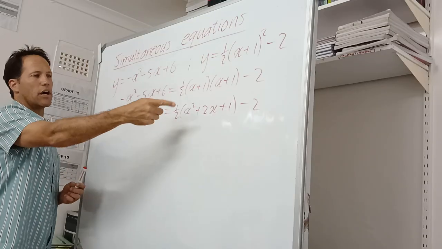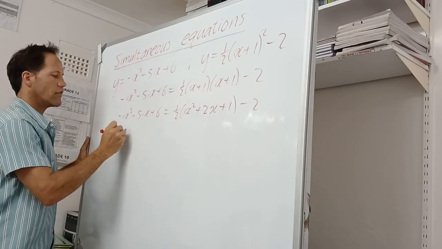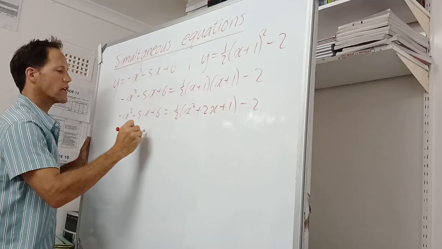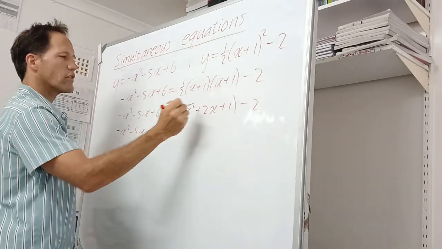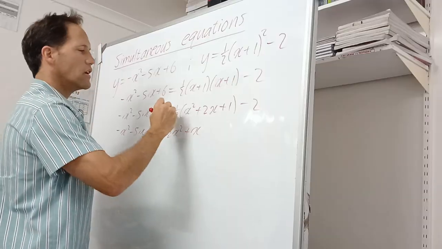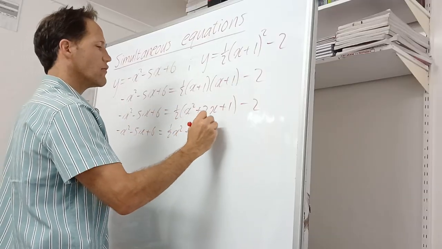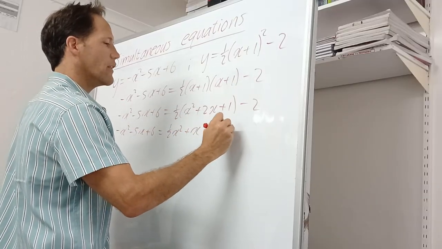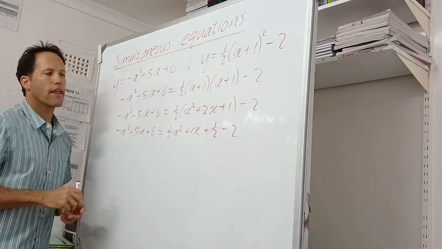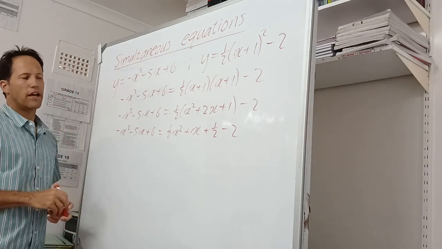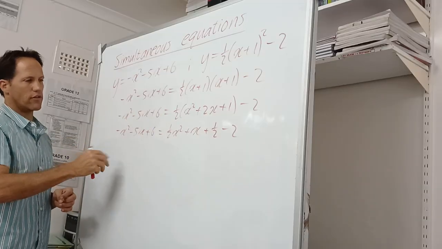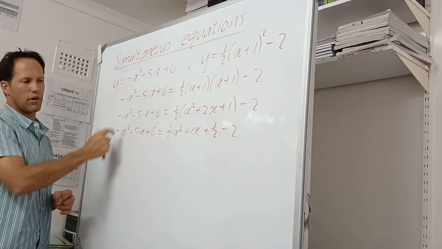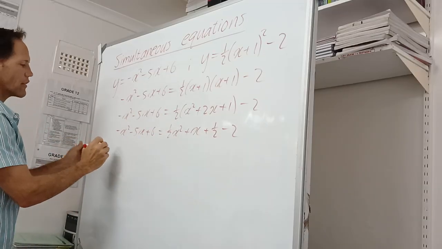Now obviously multiply the half in. So we're going to have negative x squared minus 5x plus 6 equal to half x squared. Half times 2 is plus 1x. Half times 1 is a half. And then minus 2. Okay, so we just multiplied out, simplified, and now get it in standard form. So take it all over. So it's going to be negative half minus 1.